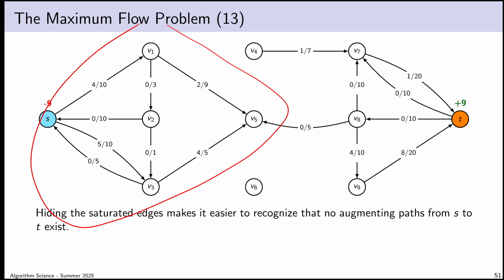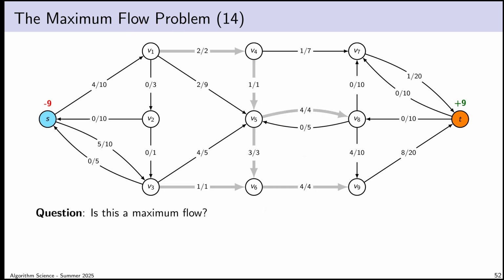There's the piece containing S and the piece containing T, and you can't get to the piece containing T from the piece containing S. You can get back, but that's not helpful to me. I want to get flow from S to T. So the question is, is this a maximum flow? And I'll spoil it and say that I can't actually answer that question just yet.